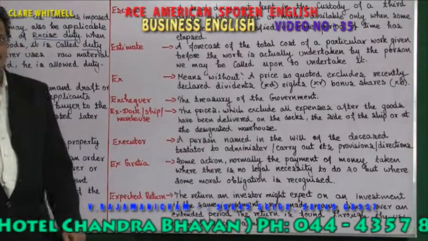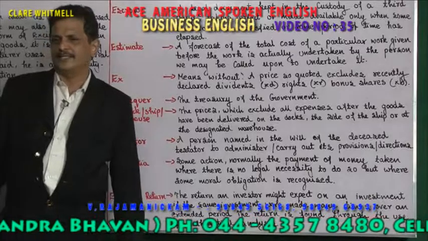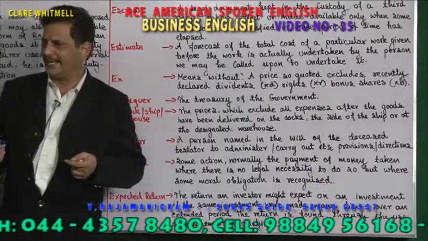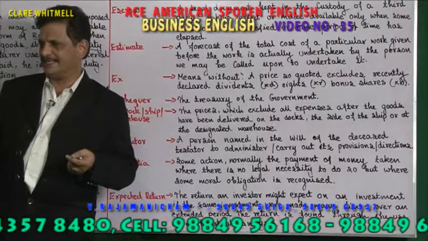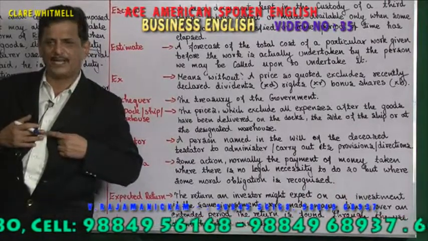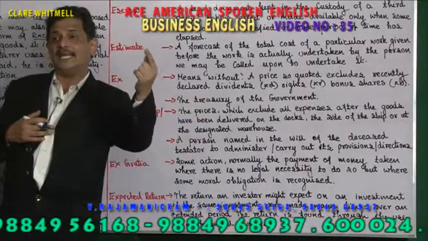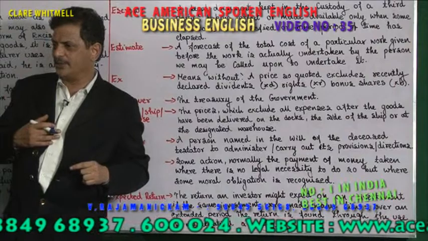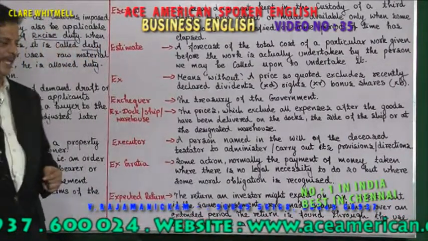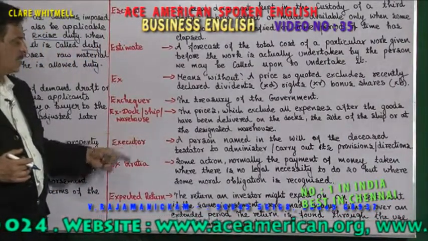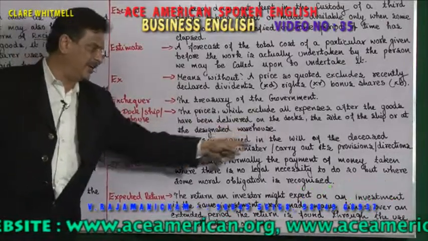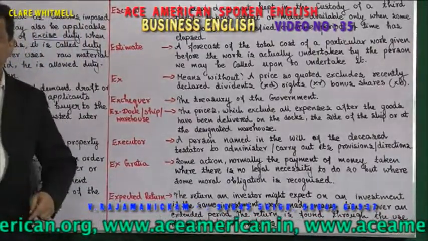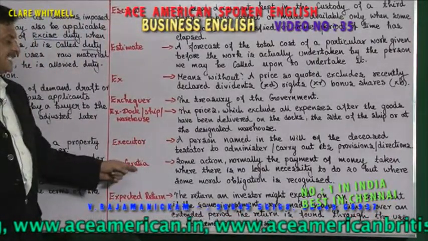Executor. Who is an executor, sir? Performer. See, my father writes a will before he dies. He dies, right? Say, for example, I am a minor. So somebody is a person who takes guarantee, who executes on behalf of me. He is called an executor, a person named in the will of the deceased testator to administer its provisions and directions.